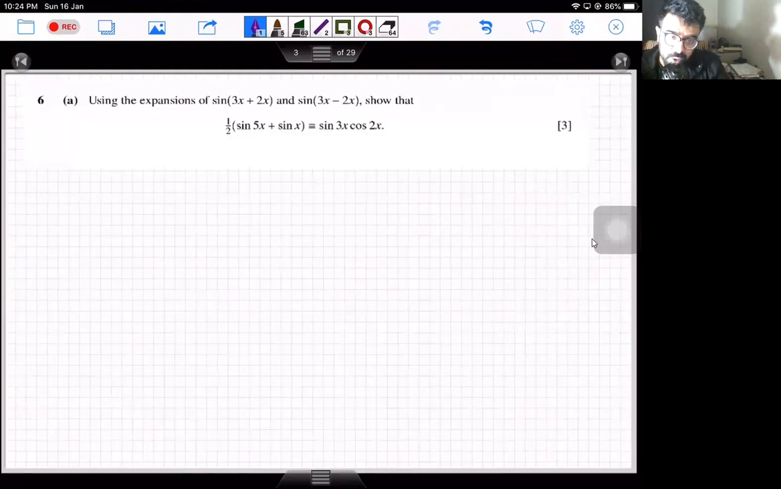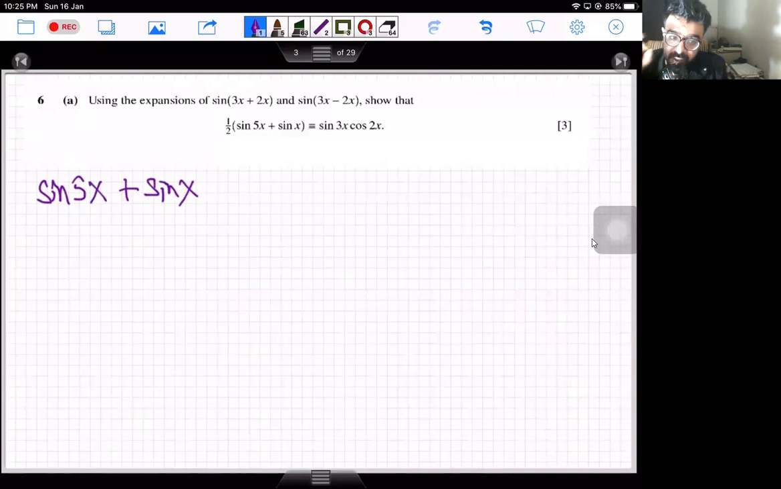Part A is saying that using the expansions of sine 3x plus 2x and sine 3x minus 2x, show that 1 over 2 multiplied by sine 5x plus sine x is exactly equal to sine 3x multiplied by cos 2x. So first of all, we are going to start from the left hand side. So sine 5x plus sine x.